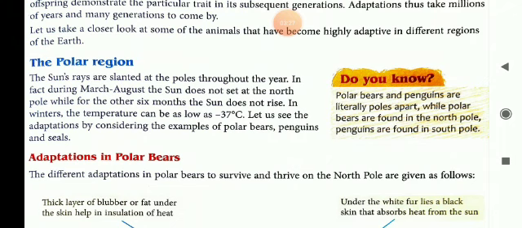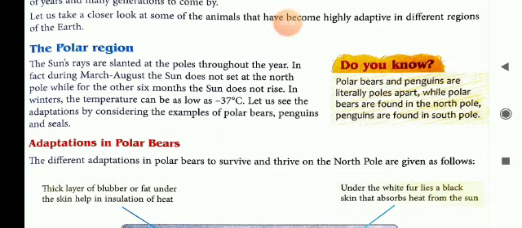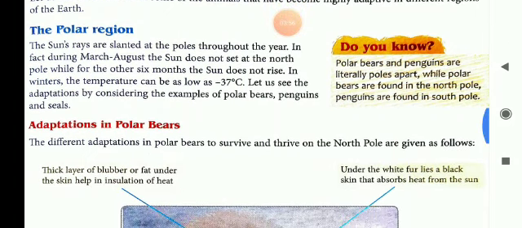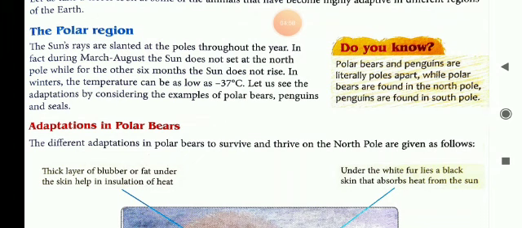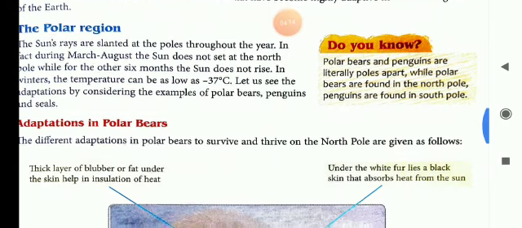So in winters, the temperature can be as low as minus 37 degrees Celsius. And thus the animals living there have to adapt according to these conditions. Generally, life is not possible there, but some animals and plants are present there which are adapted to these conditions. Do you know polar bears and penguins are literally poles apart? While polar bears are found in the North Pole, penguins are found in the South Pole.